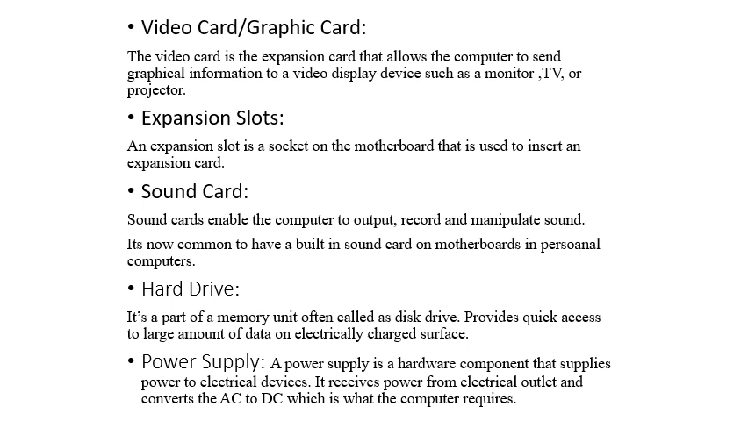Okay, so here we have seen the internal components of the computer system, starting from motherboard, then processors. Then we have seen random access memory, read-only memory, and then we have seen different types of internal components such as video cards, expansion slots, sound cards, hard drive, and power supply.